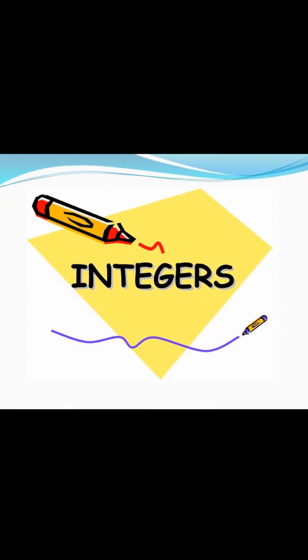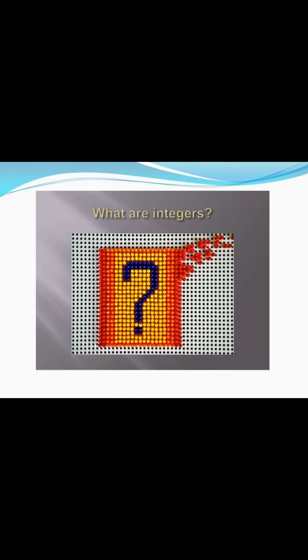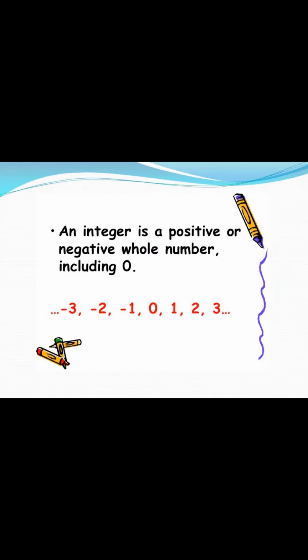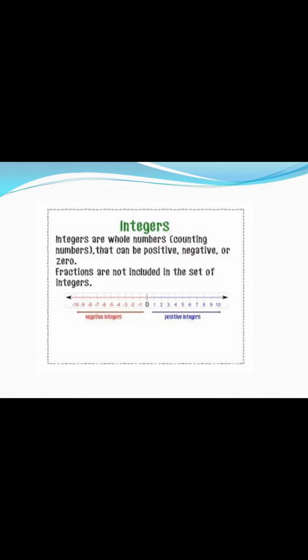Let's talk about integers. Do you ever think about what an integer is? An integer is a positive or negative whole number, including 0. For example, -3, -2, -1, 0, 1, 2, 3 are all integers. It means that integers are whole numbers that can be positive, negative, or 0. Fractions are not included in the set of integers.